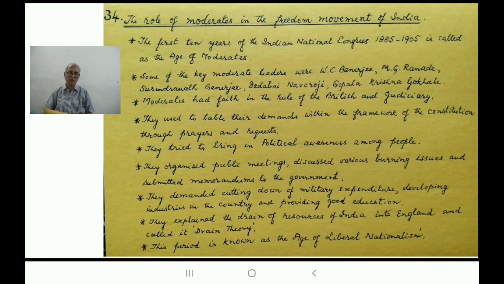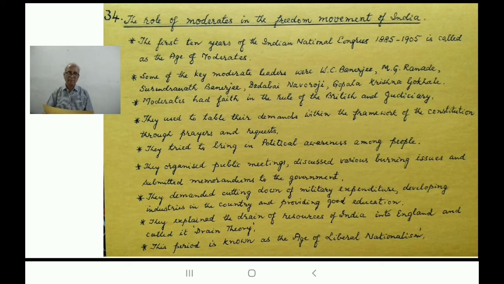Moderates had faith in the rule of the British and judiciary in the first 20 years. They believed that the British are doing good. Let's help them, let's join hands with them, and wherever they go wrong, wherever they need help, let's extend it. They were very honest in their thinking. They used to table their demands within the framework of the Constitution through prayers and requests. They got most of the jobs done, or were trying to get them done, by way of prayers and requests to the British government. They respected them. So they had faith in the British government.